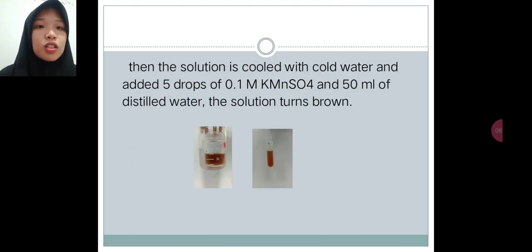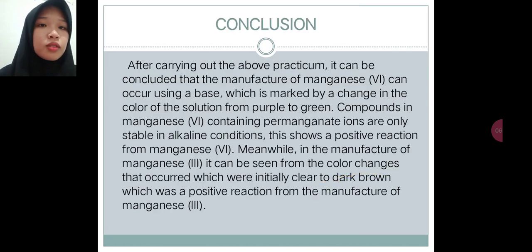Then the solution was cooled with cold water and added 5 drops of 0.1 molar potassium permanganate and 50 milliliters of distilled water. The solution turned brown.